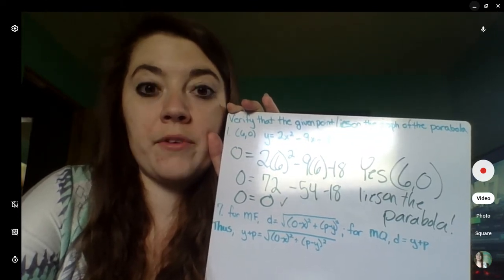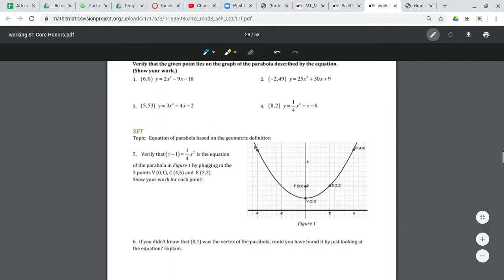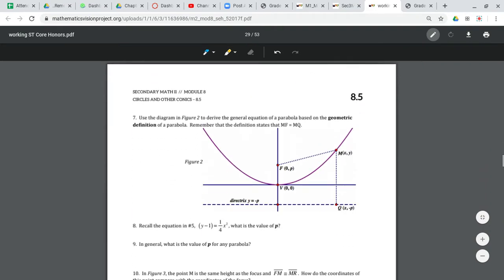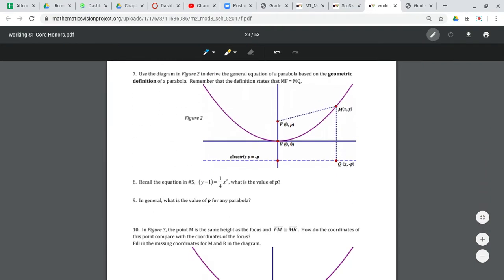So the next thing we're going to look at, I'm going to switch over to the workbook for a second just so you can see it. This is the picture that we're going to be using to answer number 7 on the whiteboard since there's a lot to write out. It says, use the diagram in figure 2 right here to derive the general equation of a parabola, based on the geometric definition of a parabola. Remember that the definition states that MF equals MQ.